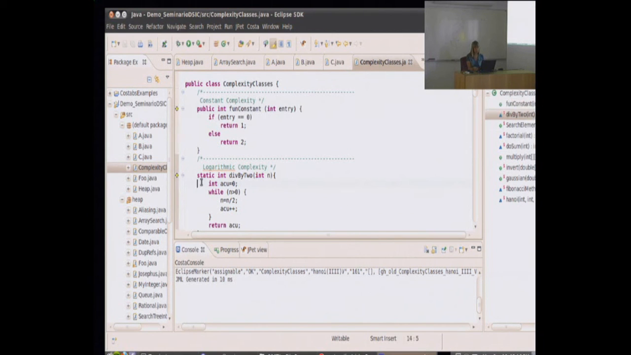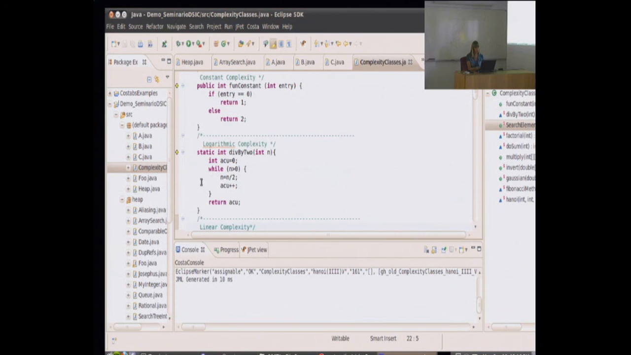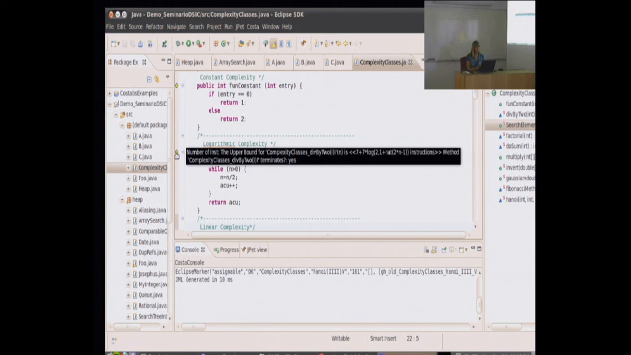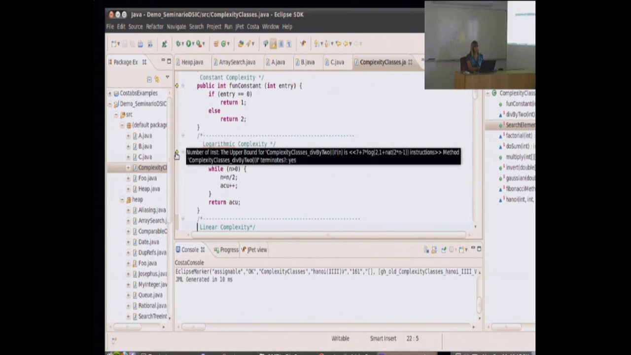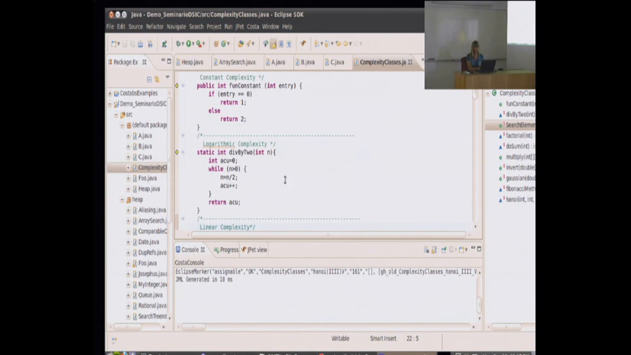So in this one, we have a simple loop, divide by 2, which has a logarithmic complexity because the counter is divided by 2 at each iteration. So we come here and it gives me an expression which is logarithm of n. It's precise, and there are also some syntactic things, but it gives me that we have logarithmic complexity.